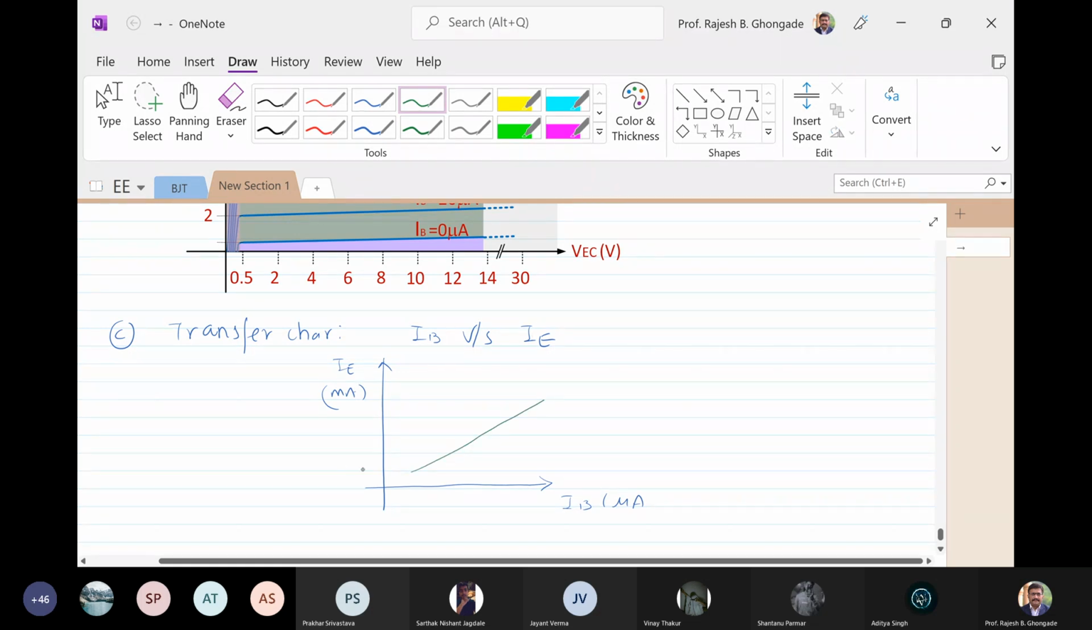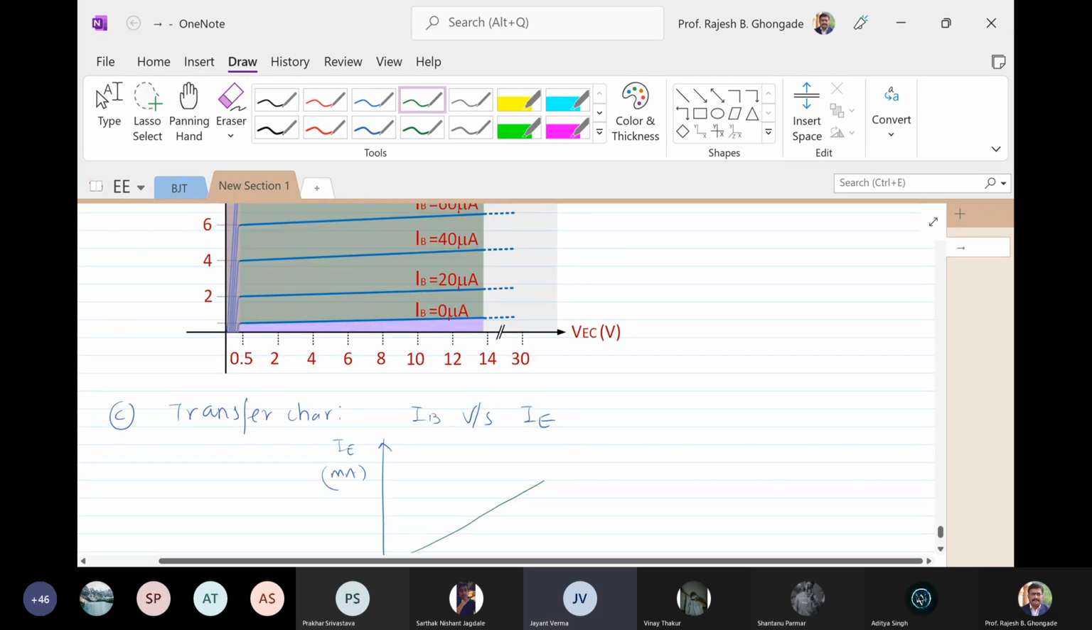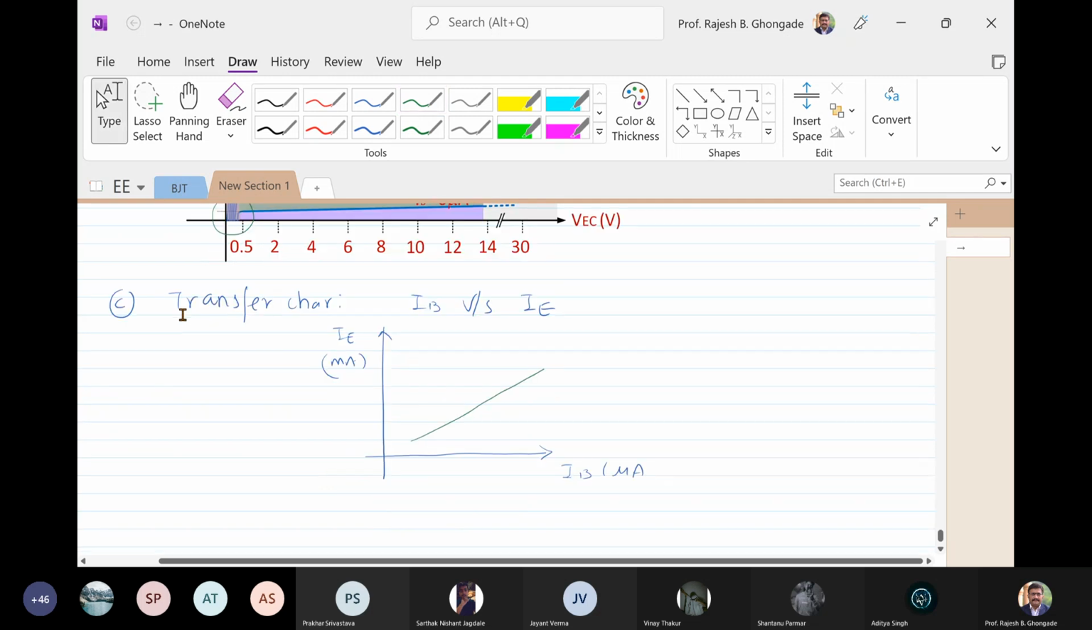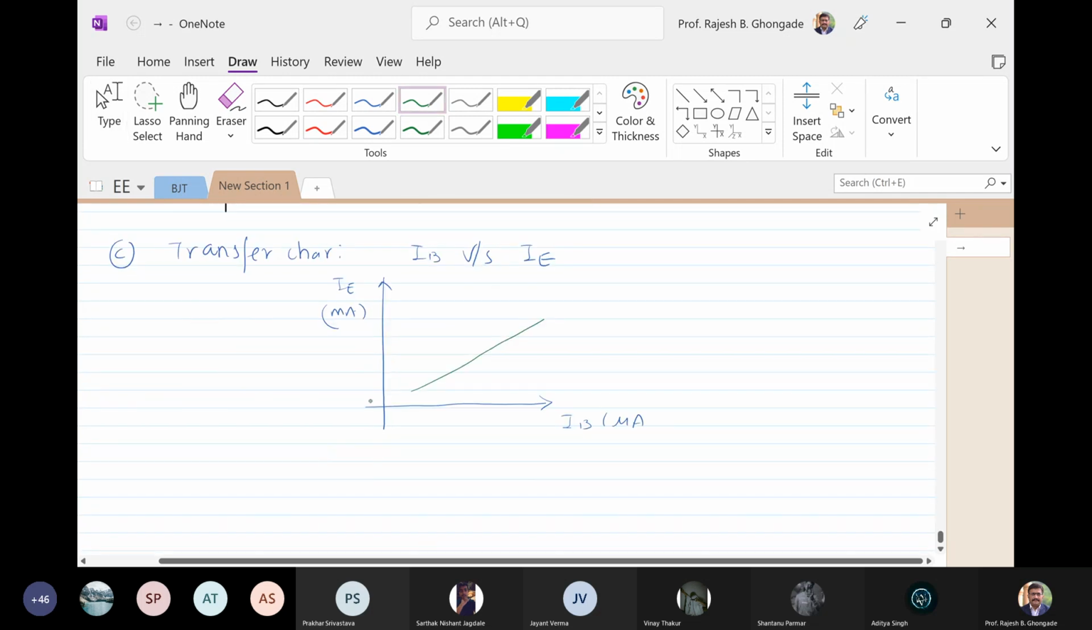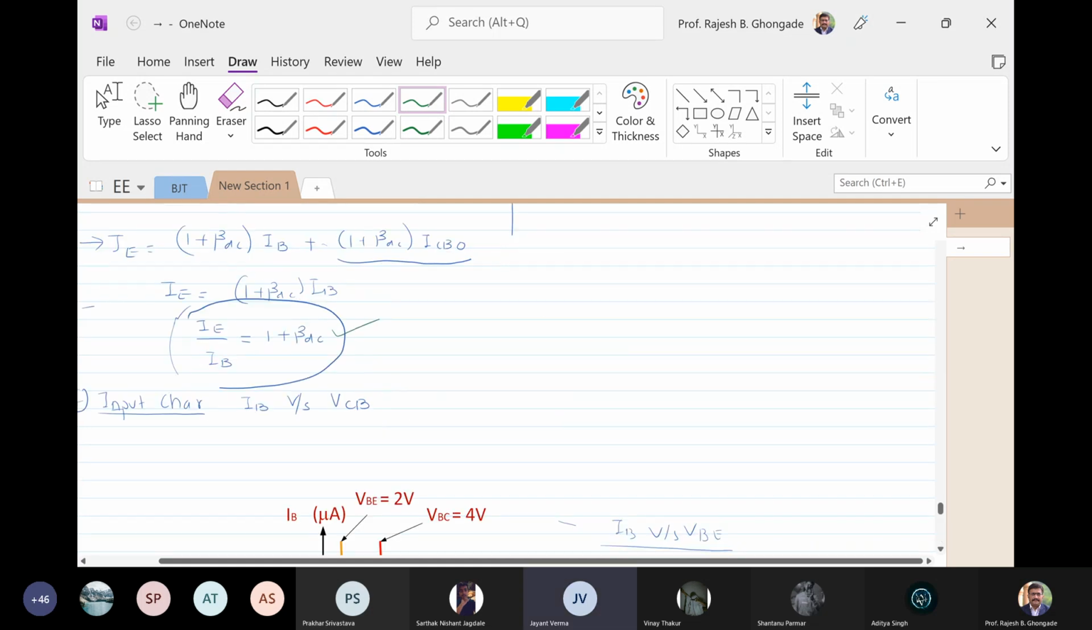Now, why doesn't it start from 0? Similar case as the previous one, because of ICEO, because of saturation. Here the saturation means it doesn't start around 0. Okay. And what is the slope again? Sir, 1 plus beta DC. Remember, this is what we have done. See? Yes, sir. Right.